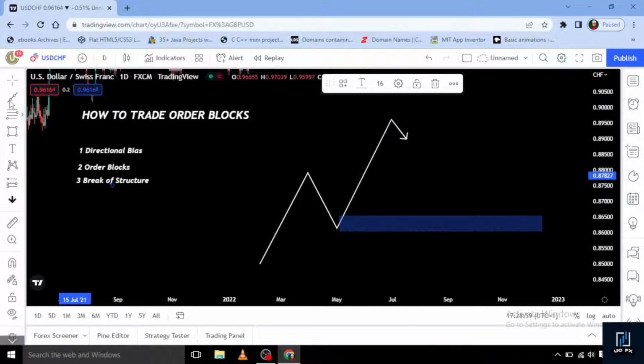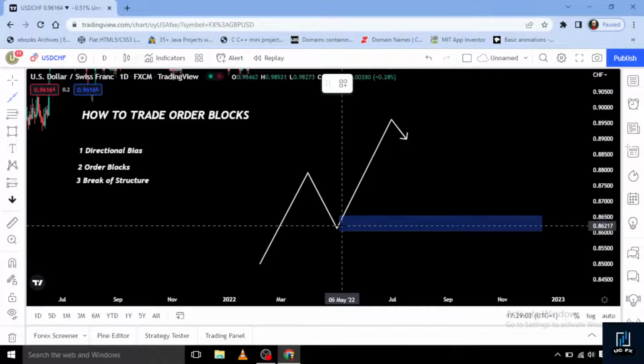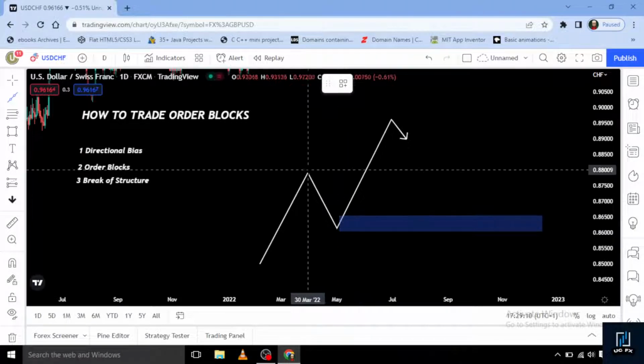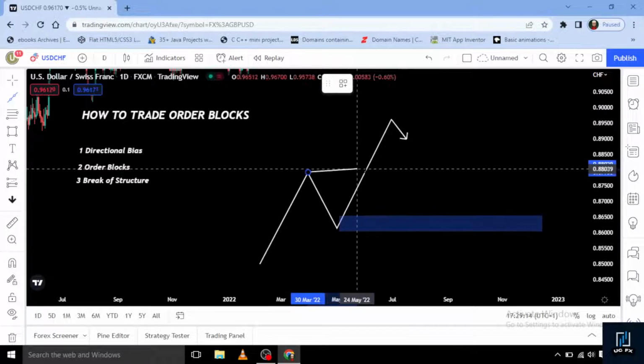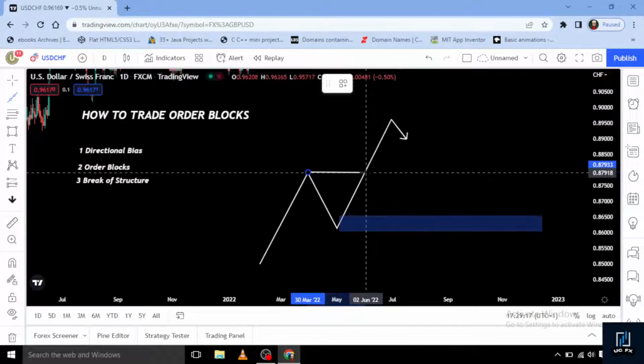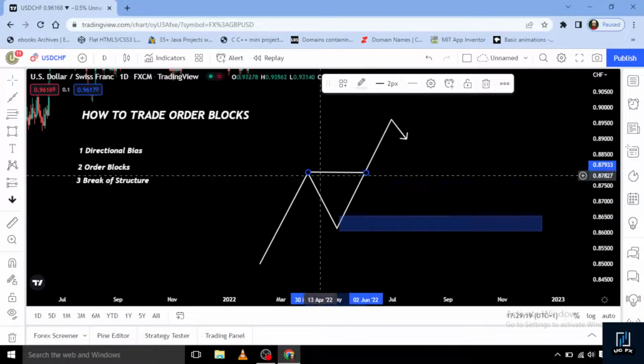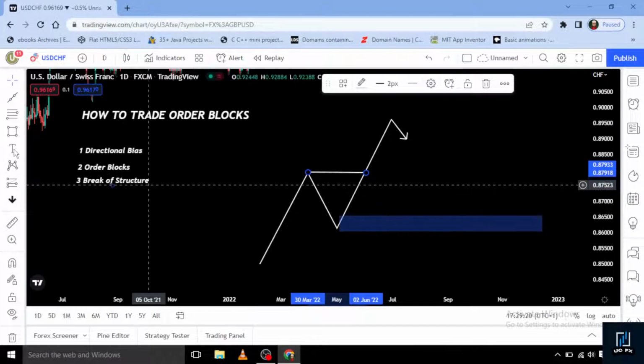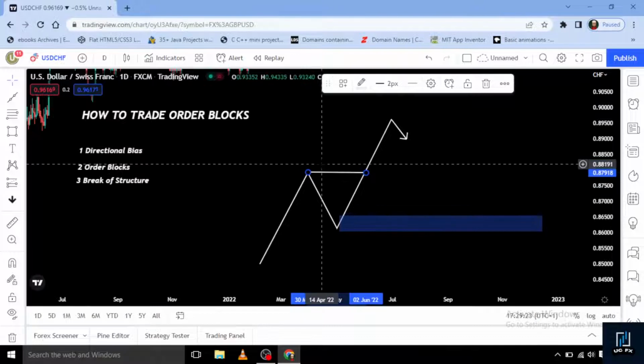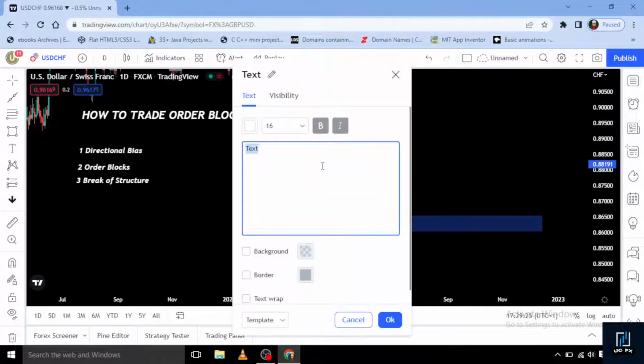Just like we have here, after marking out your order block, you need to make sure that there is a break of structure after the formation of that order block. Looking at this sketch, we had a break of structure here. We mark it out as, actually we call it a BOS. So that's your BOS.